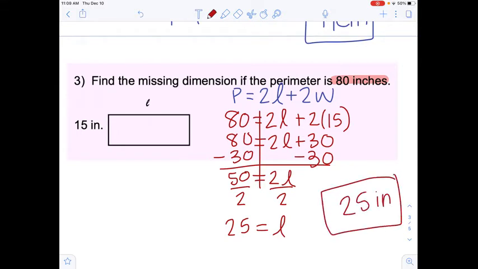Another way that you can solve this, you know that perimeter is all of the sides added together. So you could take 15 plus 15 plus the length equals 80.